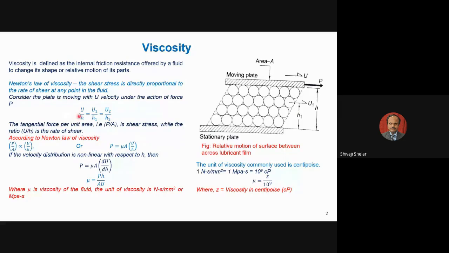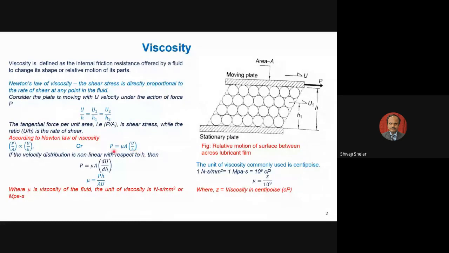That we have assumed that U by H is equal to U1 by H1, that is equal to U2 by H2. So this is nothing but your shear strain rate, it is nothing but your velocity distribution at that point. Now many times you find the velocity distribution is not uniform or it is not linear. It is a non-linear function. If the velocity distribution is non-linear with respect to H, then you cannot write U by H. You have to write this U by H in terms of differential form.